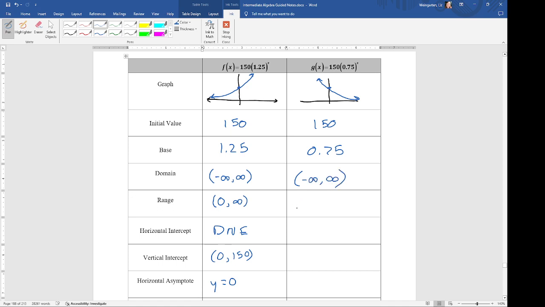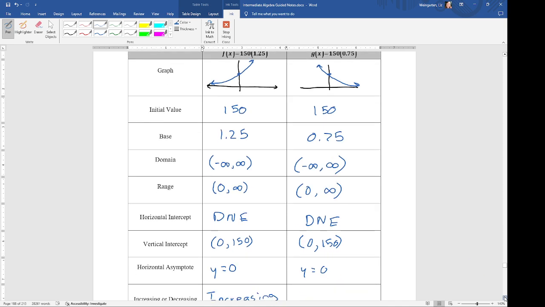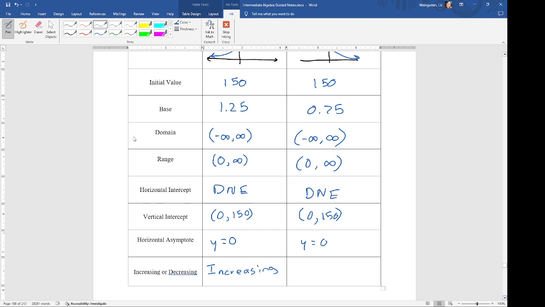The range is always going to be 0 to infinity. The horizontal intercept will never exist. The vertical intercept is going to be 0, whatever your initial value was. Horizontal asymptote will always be y equals 0. And this one has a base less than 1, so this one is decreasing.